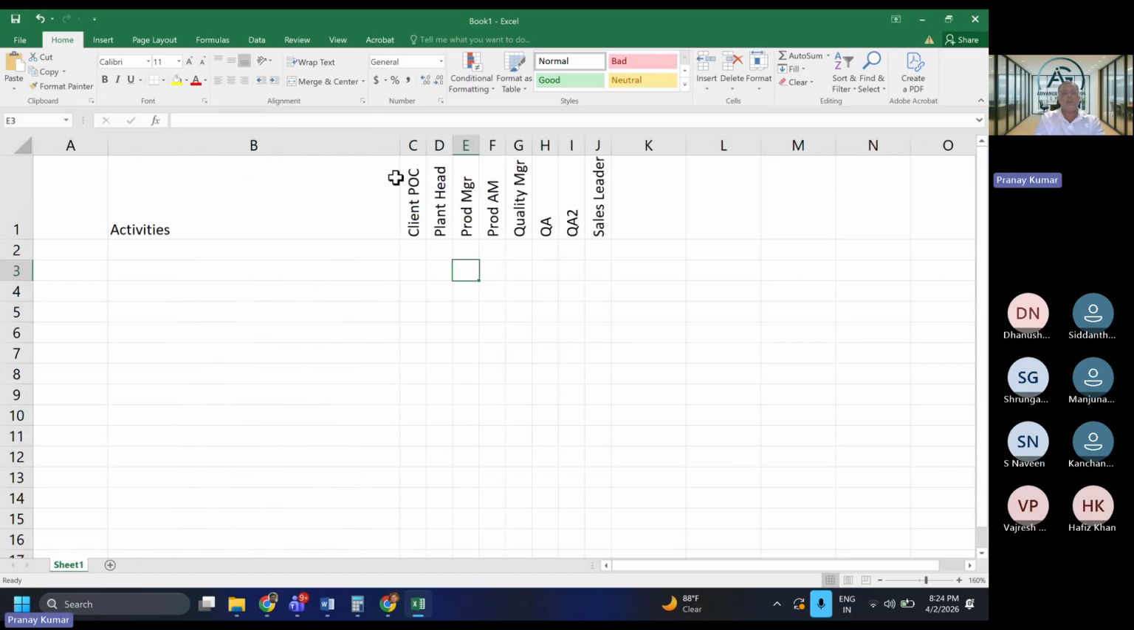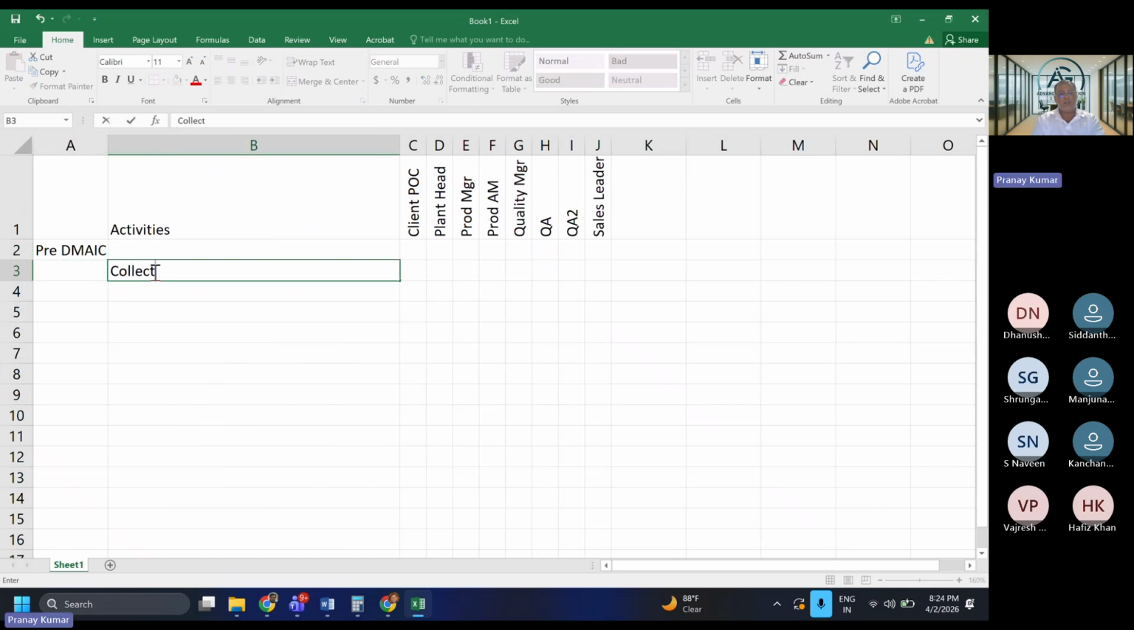So when doing a Six Sigma project, I am doing some pre-DMAIC work. So I'm saying please collect data for 6 months. Analyze quality score data and report results.